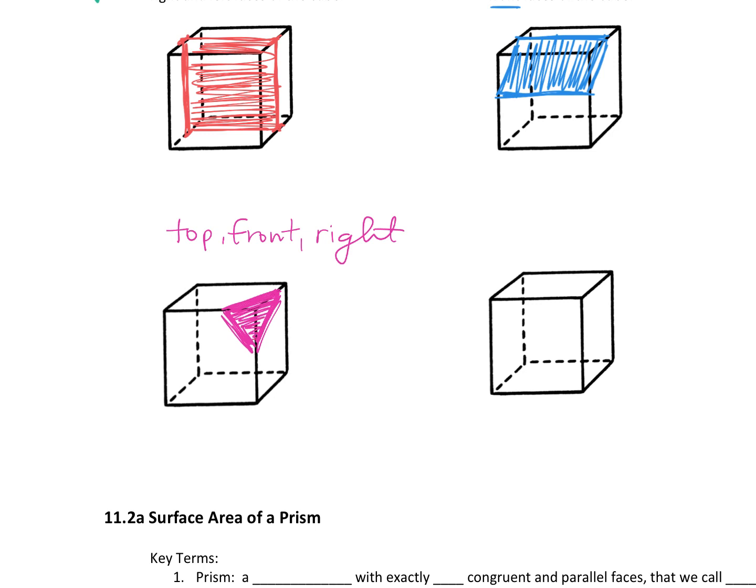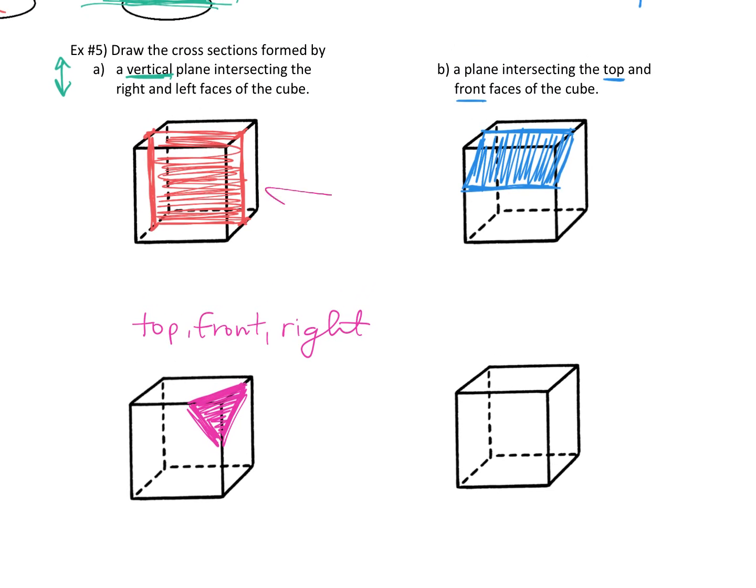So it's kind of like we just cut the corner off of the figure, and that would be our cross section. So our cross sections here are both rectangles. This one is a square, but it is still a rectangle. This one is not a square, but it is a rectangle. And then this one, your cross section would be a triangle.